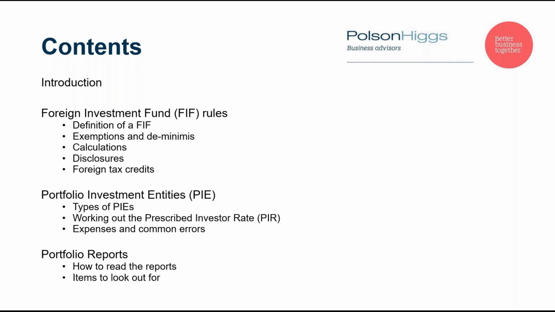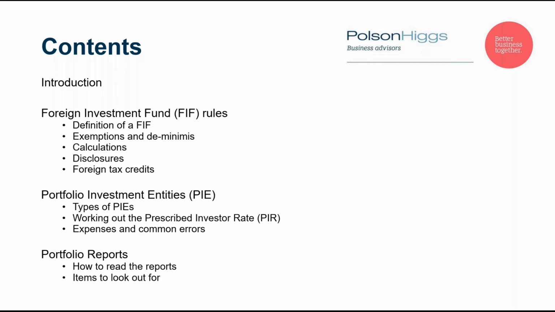We're also going to look at PIs. First up, what are they? Obviously not just our nice meat pie that we eat. We're talking about portfolio investment entities. We're going to look at how we work out our prescribed investor rate for our PI, what that means to us and how that relates to what income tax we need to pay, what kind of expenses we might claim in relation to a PI and some common errors.